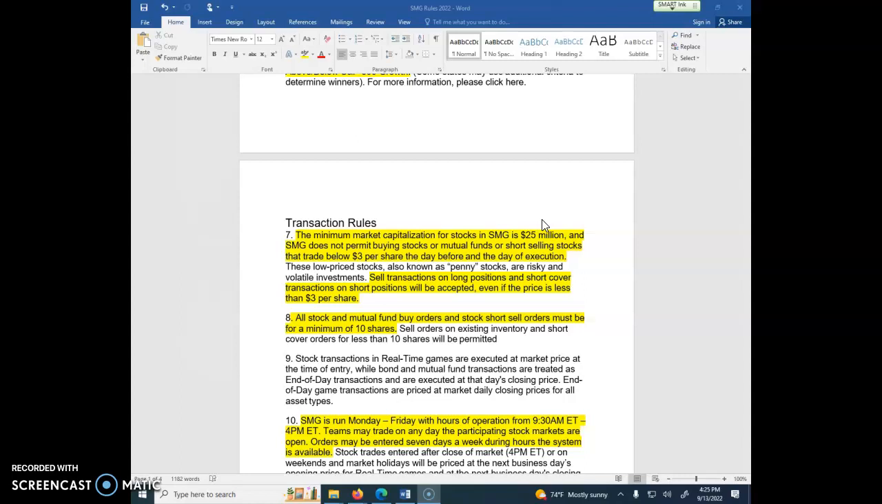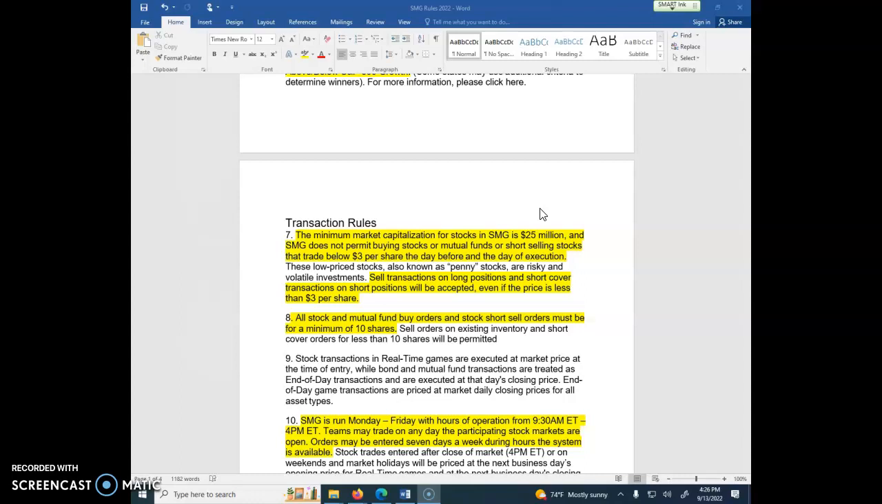Well, we have a minimum market cap for the stock market game. You're not allowed to invest in a company whose market capitalization is less than 25 million. That's actually quite small. Again, Coca-Cola was a $270 billion market cap. We have had a few instances, though, where someone tried to invest in a stock and the system wouldn't let them.